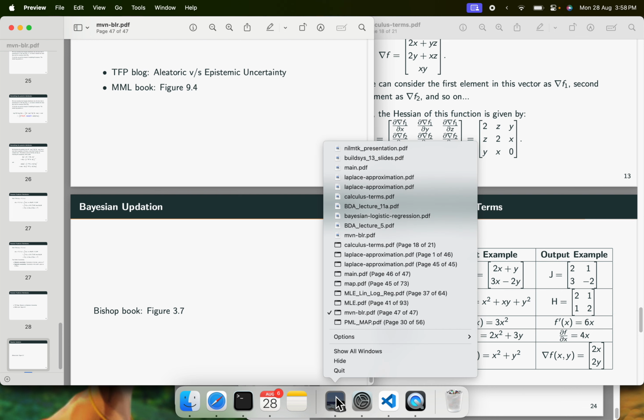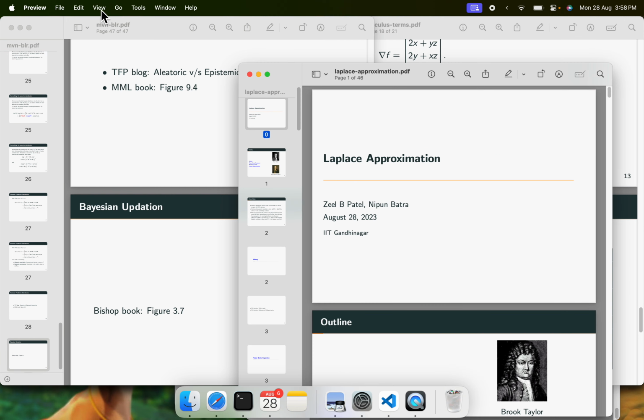Okay. So then we'd go on to Laplace approximation.